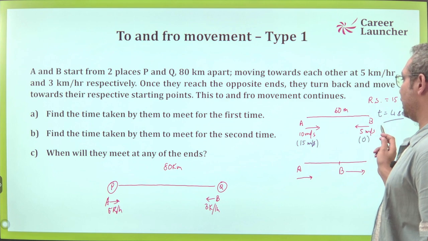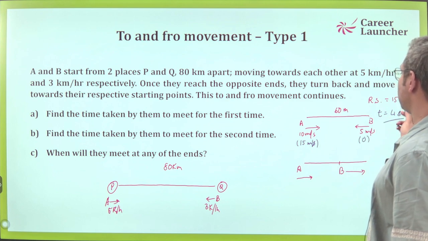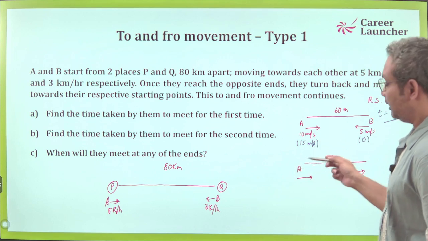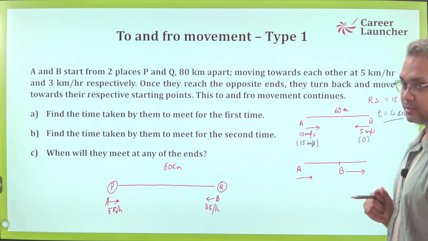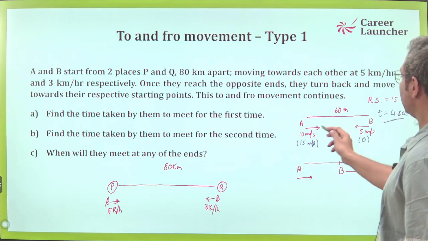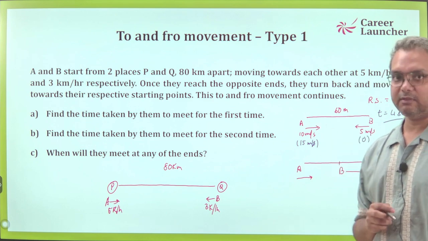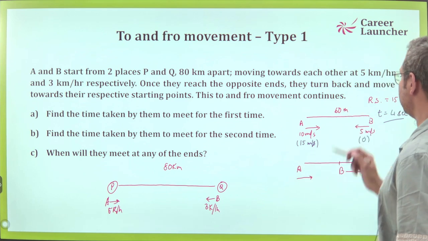Let's calculate whether we see that actually in 4 seconds they are going to meet or not. In 4 seconds B will cover 20 meters, 5 times 4, and A will cover 40 meters. 20 and 40 will add up to 60. So that is the total distance.